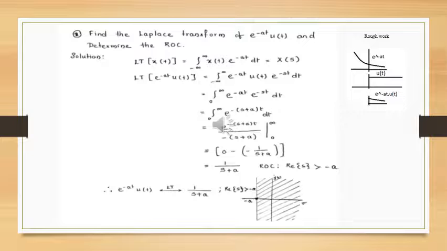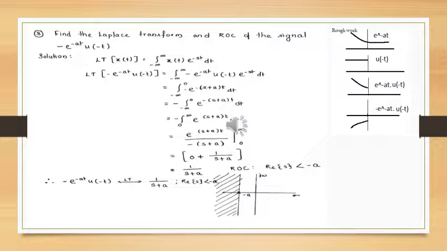So when we draw ROC, we draw a pole on the sigma axis, that is minus a. Draw a straight line passing through it which is parallel to j omega, and then draw a shaded region towards the right side. So this is the Laplace transform and the ROC of e raised to minus at u of t.